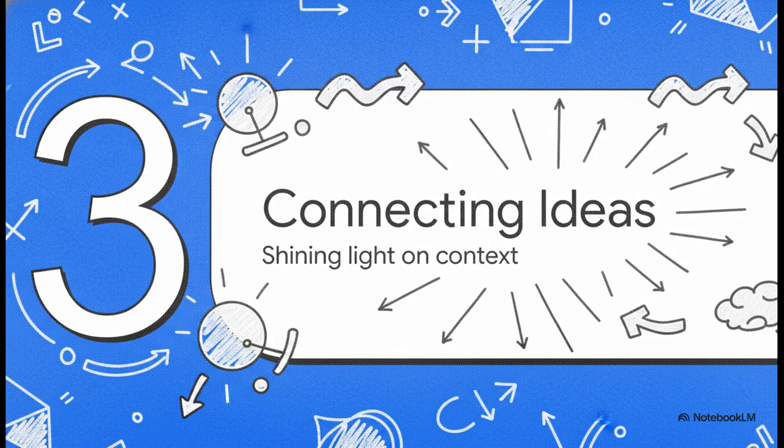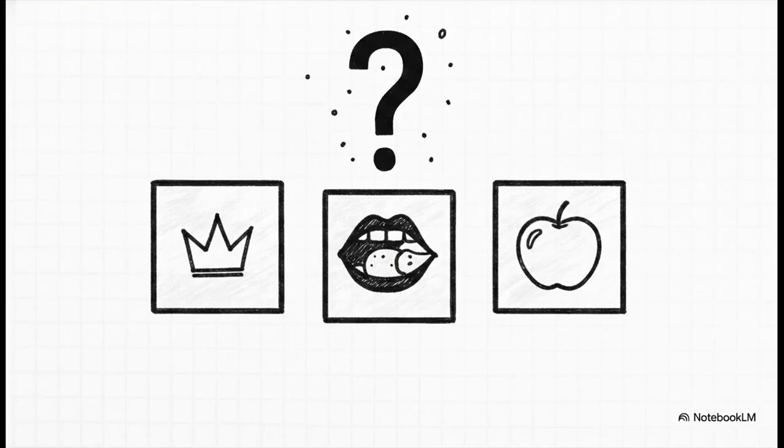Section 3. Connecting ideas with attention. Shining a light on context. So let's use a super simple sentence to set up our next problem. The king ate the apple. How does the model actually figure out the story here? I mean, how does it know who is doing the eating and what exactly is being eaten?